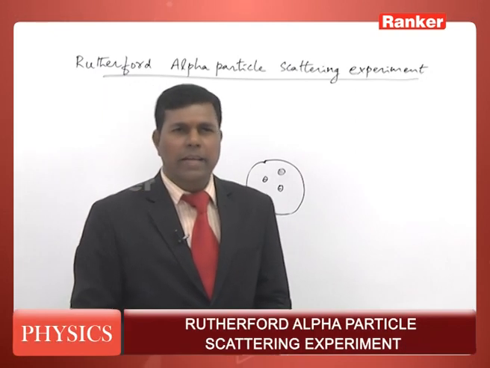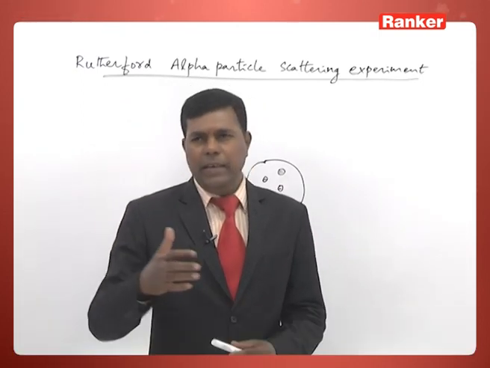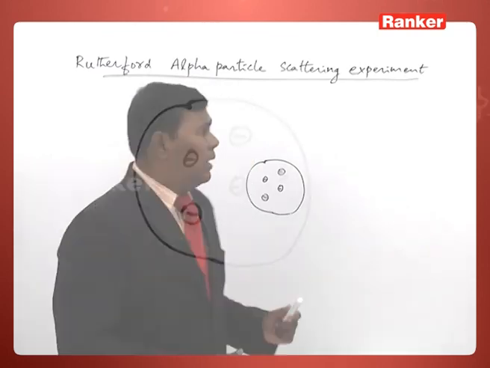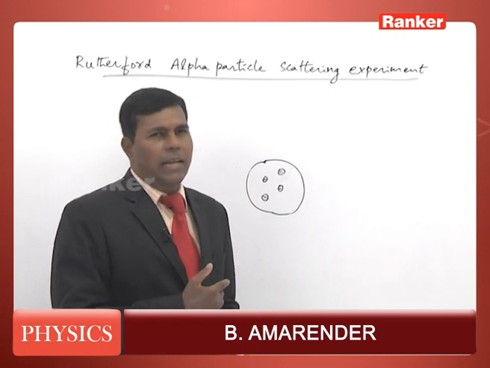So to overcome such problems, Rutherford proposed a different atom model which came to be known as the nuclear atom model. Actually, the experiment which finally gave that atom model is this one, the Rutherford alpha particle scattering experiment, that we will see now.